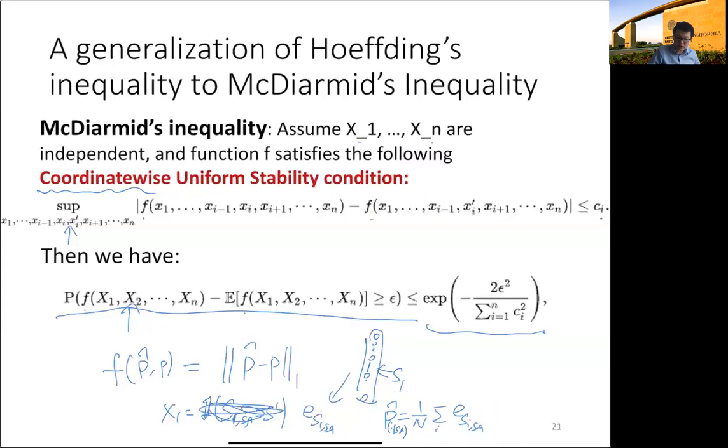And each individual vector is independently sampled, and we define this to be x1 to xn. So in this way we can apply McDiarmid inequality to somehow bound the concentration of this difference of the L1 norm.